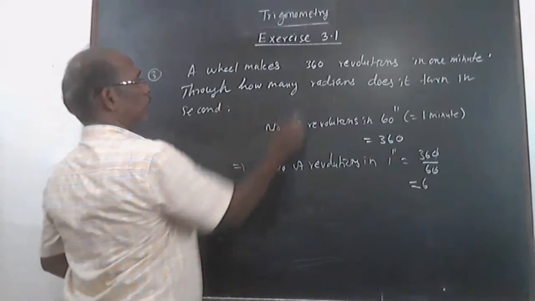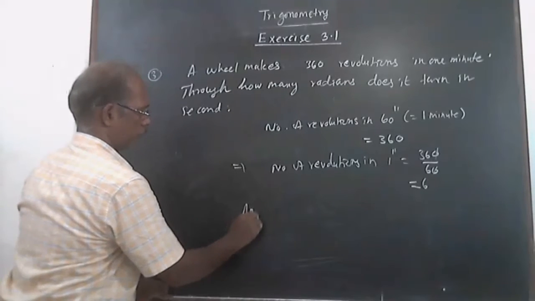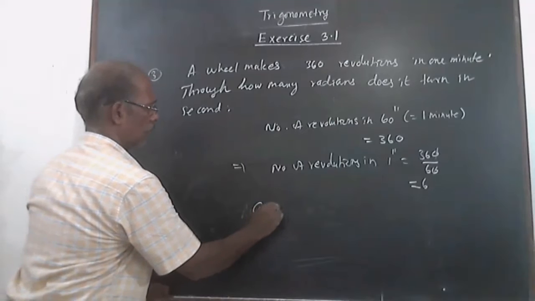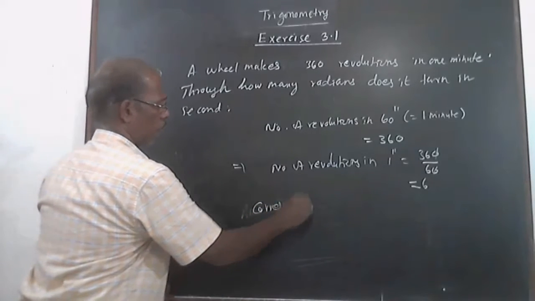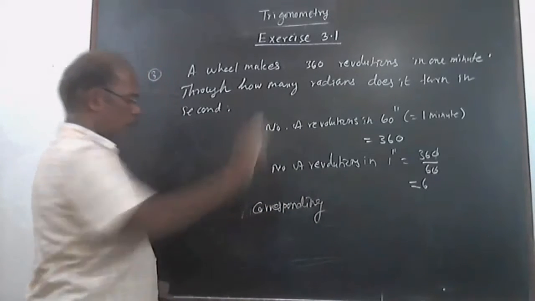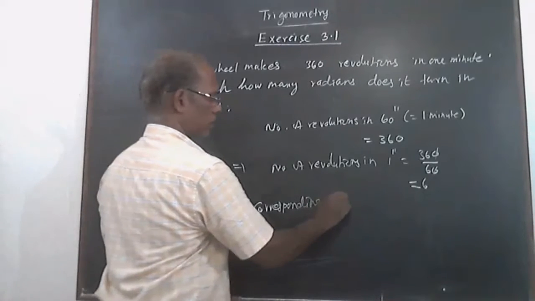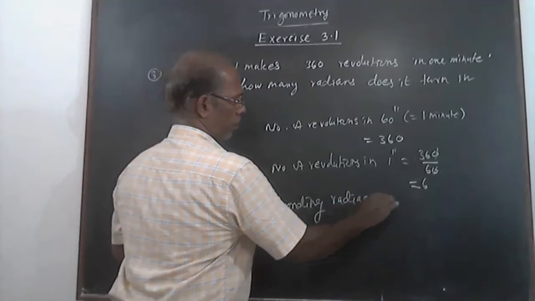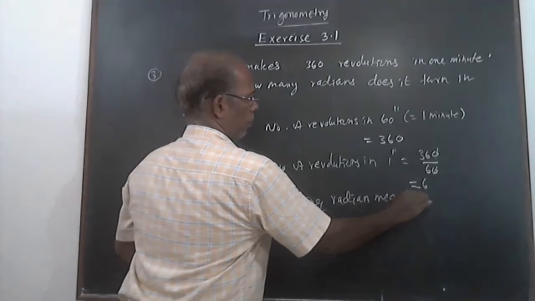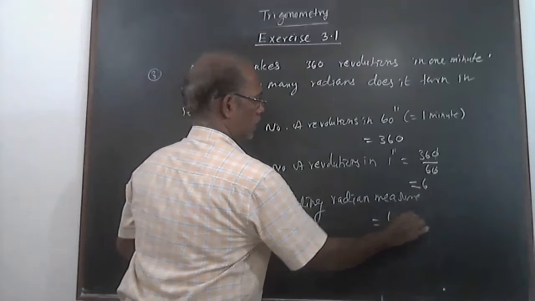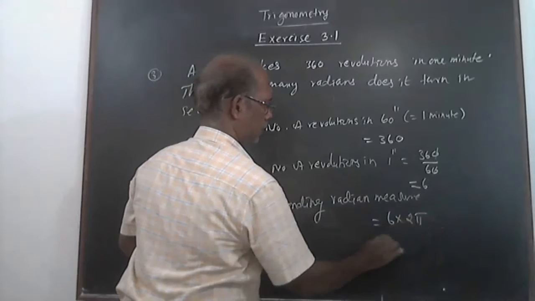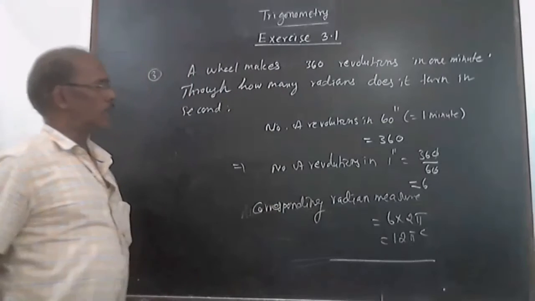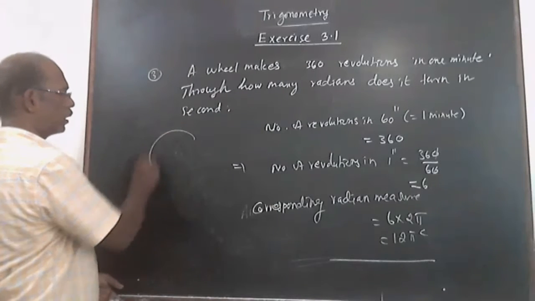So the corresponding radian measure is six into 2 pi. It is 12 pi radian. This is the answer.